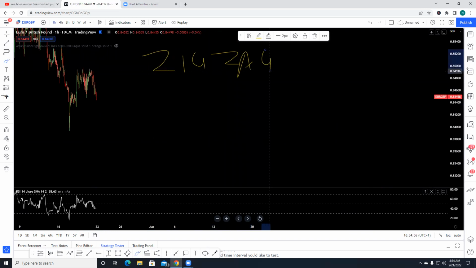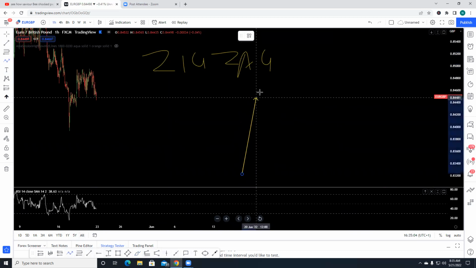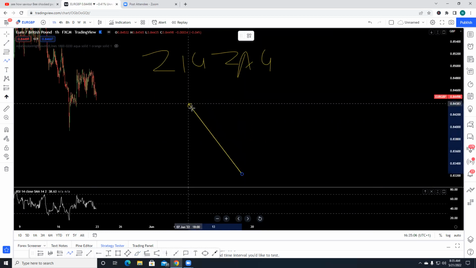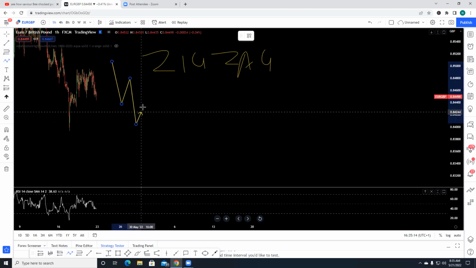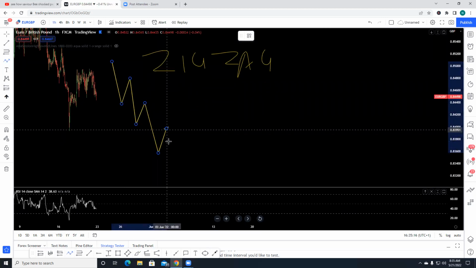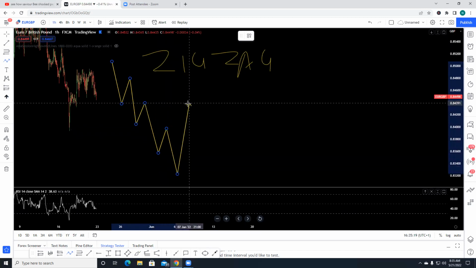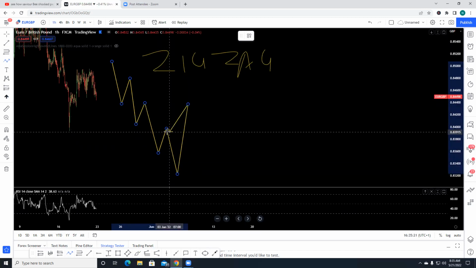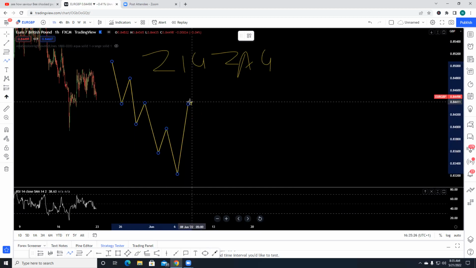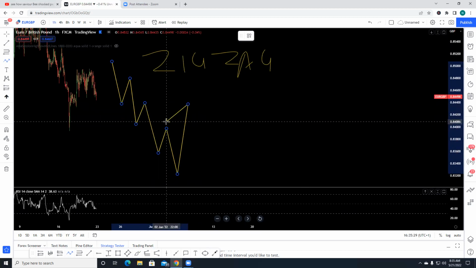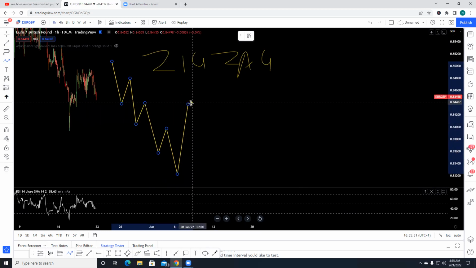Okay, so when I was teaching you motive waves, I taught you about an impulse. Let me construct it perfectly. You have a wave that is moving down, and then you see wave one break this structure to the upside. This was the last resistance, and this one has broken it to the upside. That's a break of structure, and this is wave one.